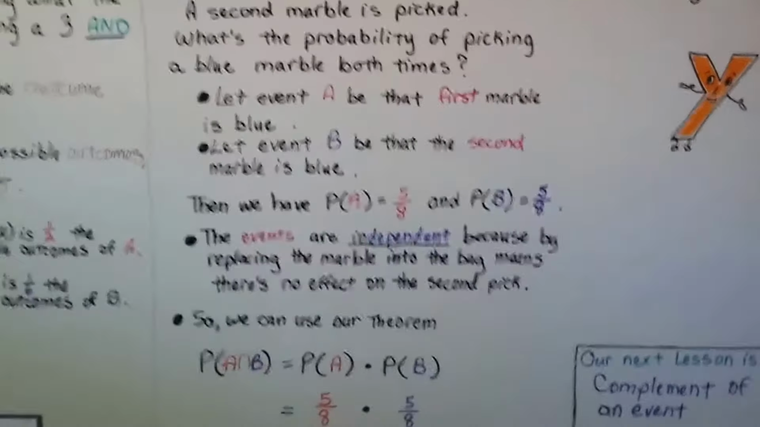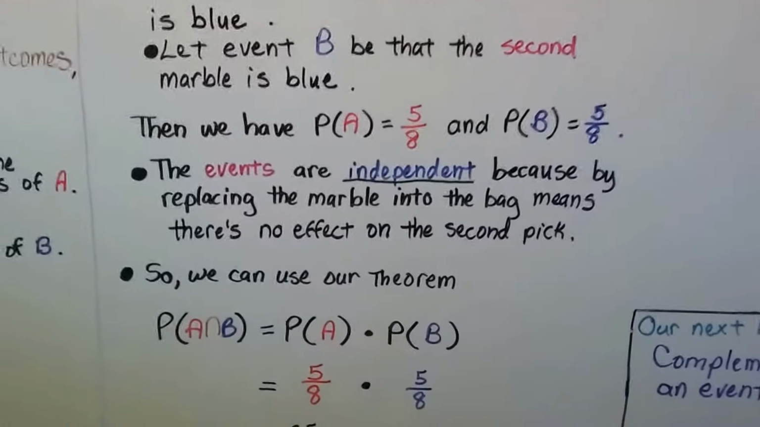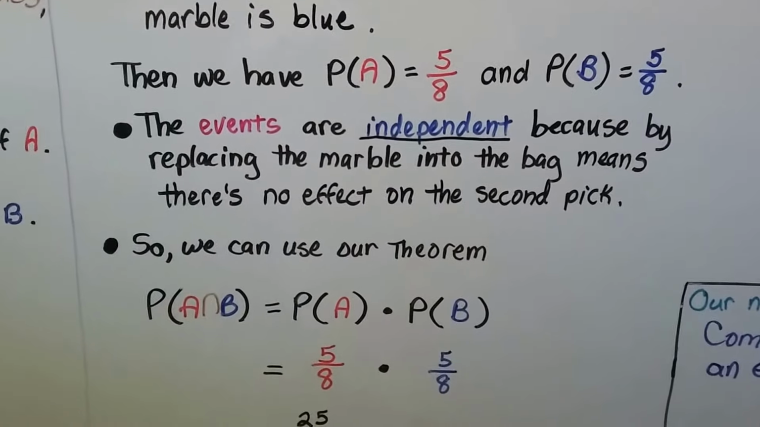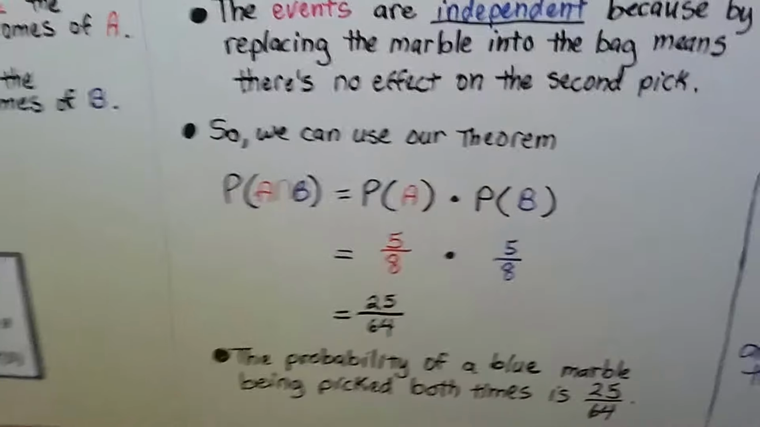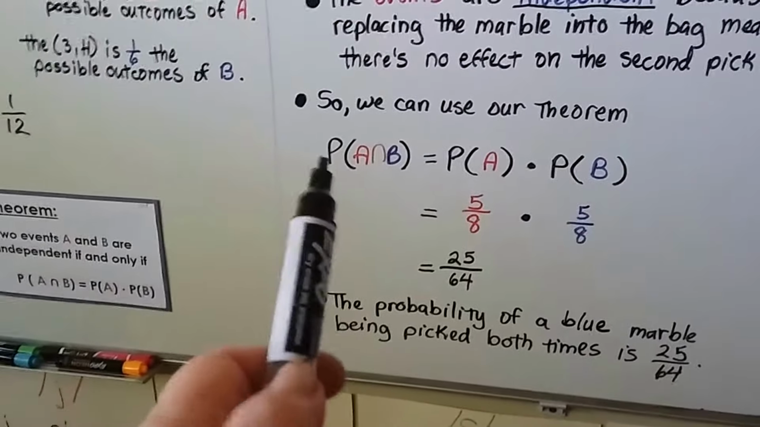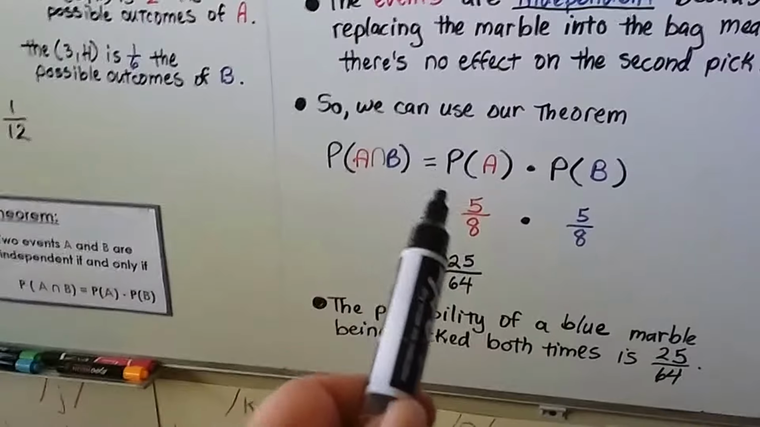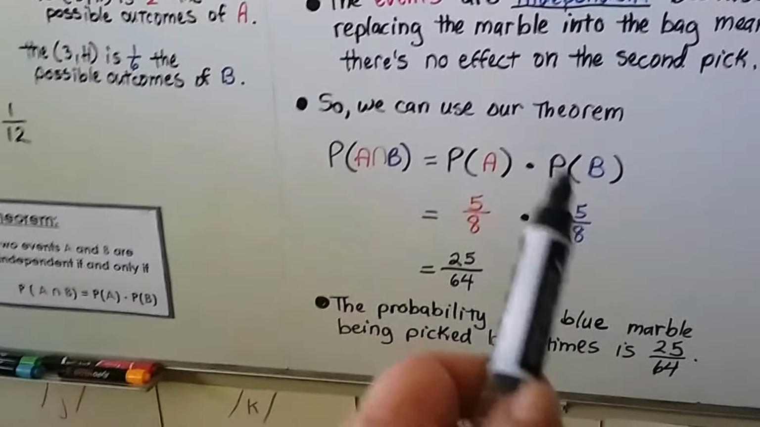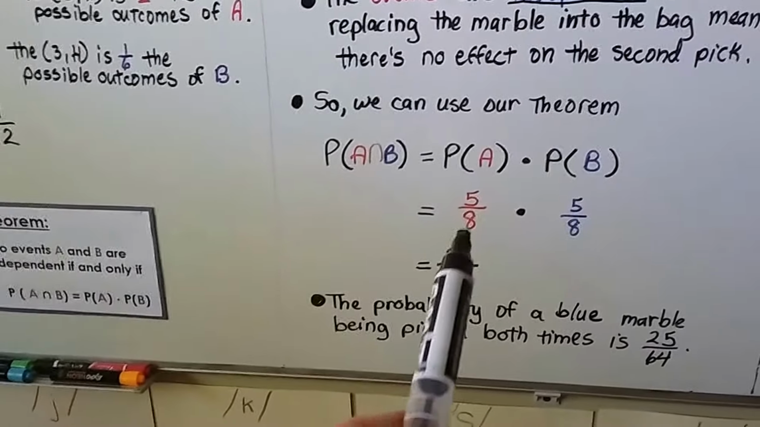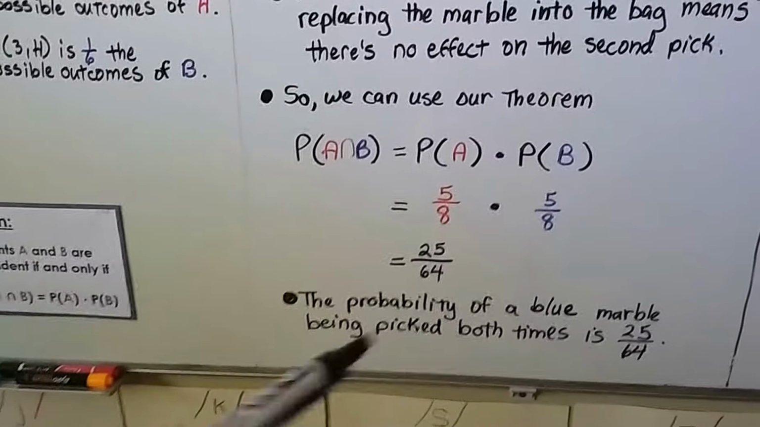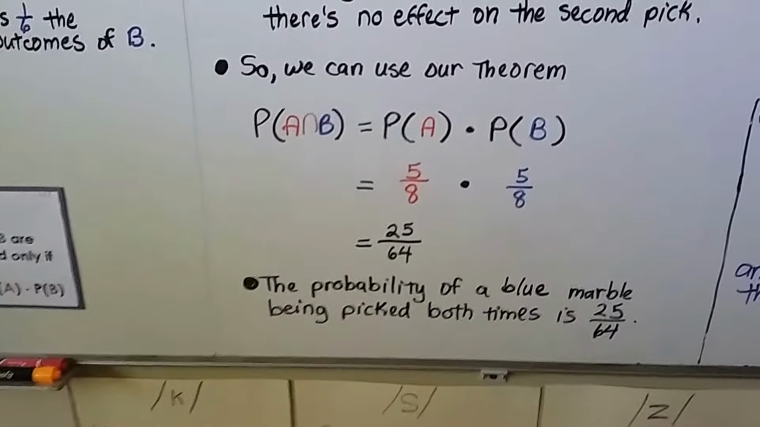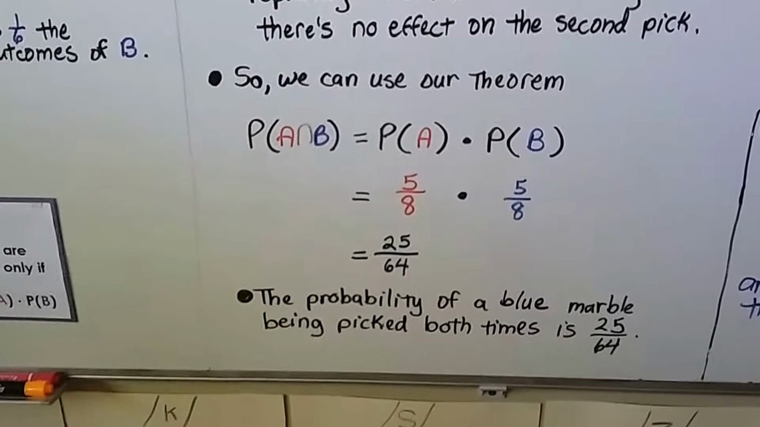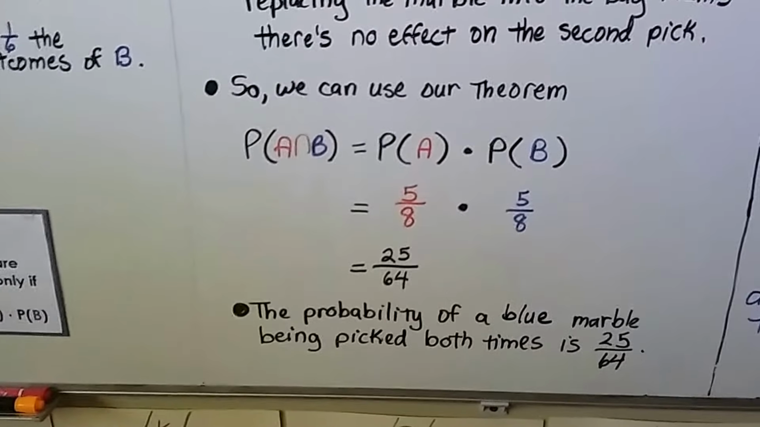And the events are independent because by replacing the first marble into the bag, there's no effect on the second pick. So we can use our theorem. The probability of A intersect B equals the probability of A times the probability of B. We can do 5/8 times 5/8 and get 25/64. So the probability of a blue marble being picked both times is 25/64. See?